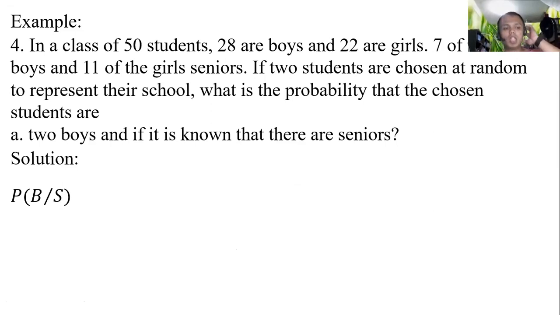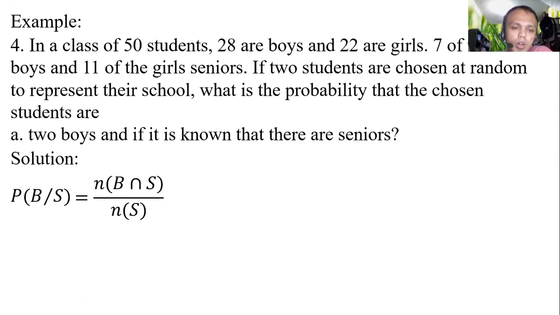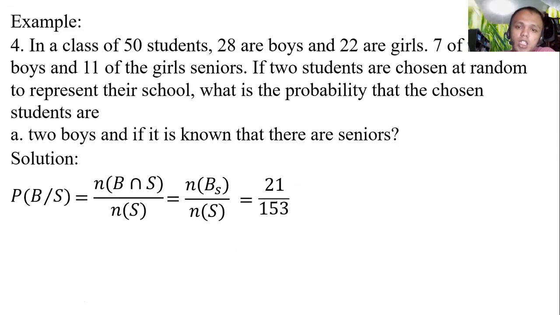Conditional probability tayo, no? Yung B natin is boys, yung S natin is senior. Okay? What is the intersection of event for boys and senior? That is B sub S, yung kinumpute natin kanina. Then we have 21 over, yung sample space natin is 153 kasi yan ang number of seniors natin, no? Yung event ng seniors.